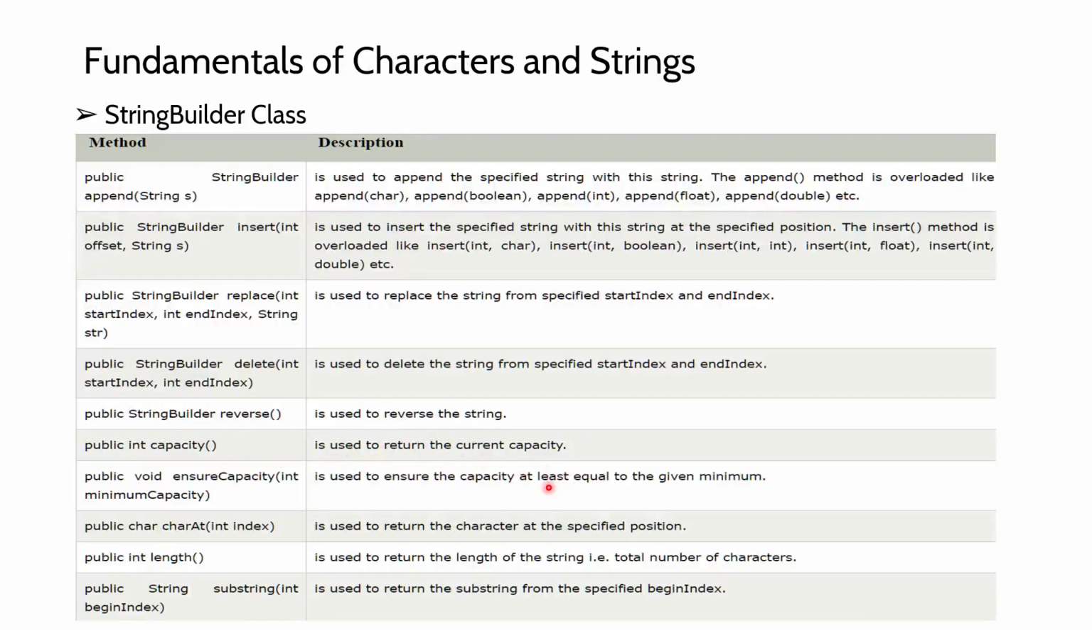The capacity method is used to return the current capacity of the string. The ensureCapacity method is used to ensure the capacity is at least equal to a given minimum that's passed in as an integer. The charAt method is used to return the character at a specified position, so that's useful. Length is used to return the total number of characters. And substring is used to return a substring based on a character position that is passed in as an integer.